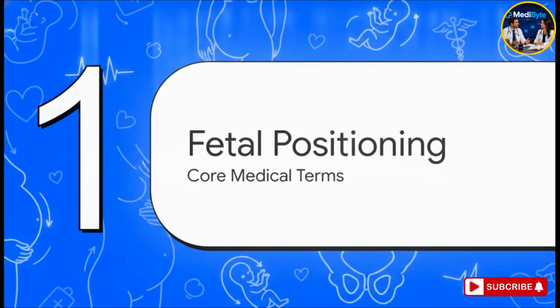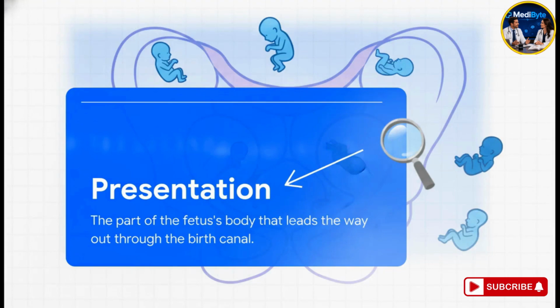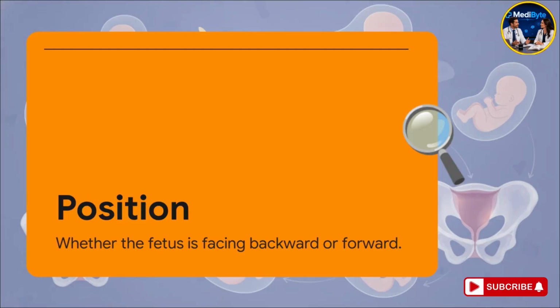Section 1. Welcome to fetal positioning. First up, we have presentation. Simply put, this refers to the part of the fetus's body that leads the way out through the birth canal. It's the presenting part. Now, usually, and most favorably, the head leads the way, but sometimes other parts, like the buttocks, a shoulder, or even the face can come first, which, as you can imagine, completely alters the mechanics of delivery.